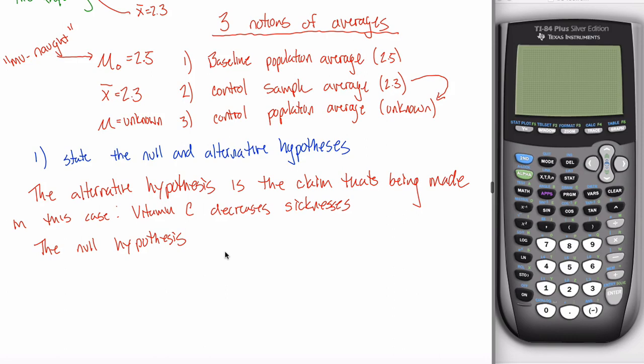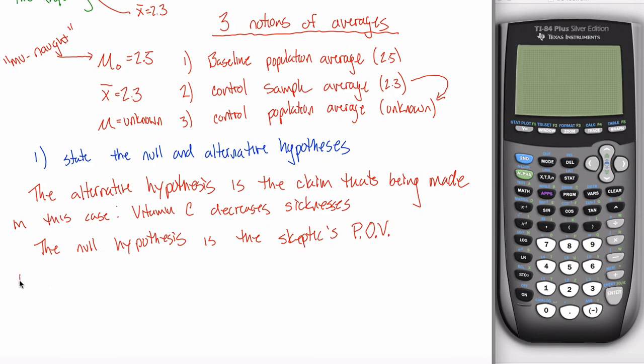The best description I've heard of what the null hypothesis is, is that it's the skeptical point of view. Maybe I'll write the skeptic's point of view. What do I mean by the skeptic's point of view? Suppose that you're skeptical, right? I come in and I tell you vitamin C decreases kids' sicknesses. If you're skeptical, you're like, no, it doesn't. You're not saying that vitamin C increases kids' sicknesses. You're just saying, no, I don't think that you're right. I don't think vitamin C does decrease kids' sicknesses.